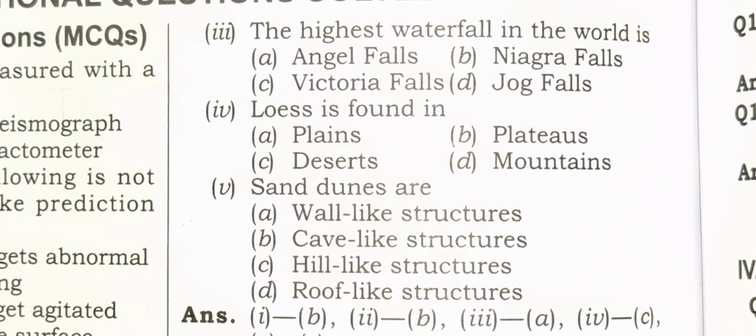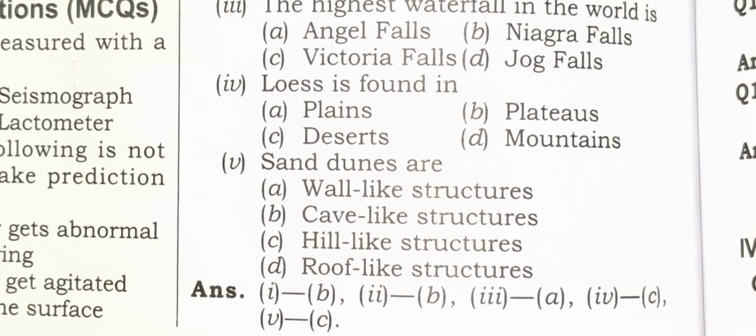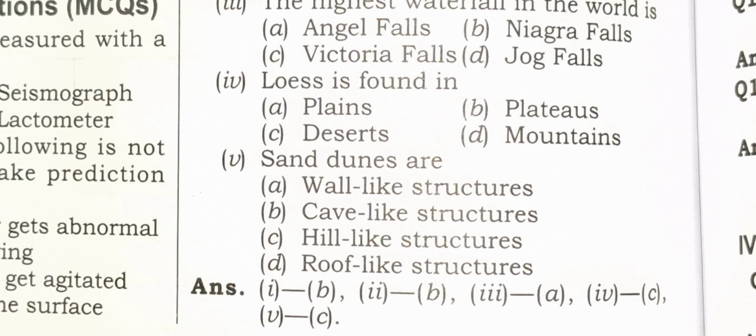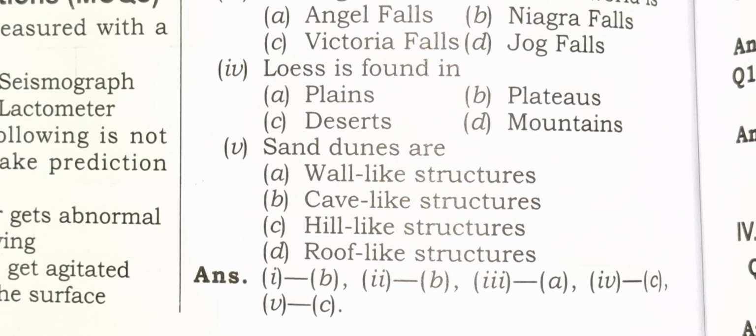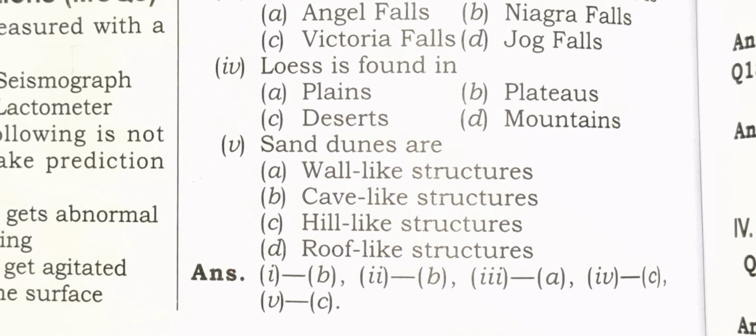Fourth, Loess is found in Part C, mountains. Sundew are Part C, hill-like structures.